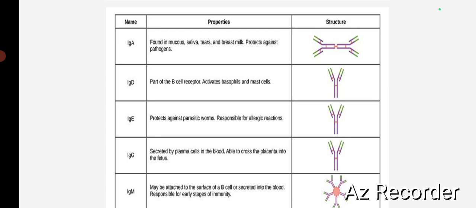Next, IgG, which is secreted by plasma cells in blood and is able to cross from mother to fetus through the placenta. This is also a monomeric form. The final one, IgM, may be attached to the structure of a B cell or secreted in blood, and is responsible for the early stage of immunity. In the early stage of any infectious condition, IgM is produced first. This is the pentameric form. IgM is the only pentameric structure of immunoglobulin.